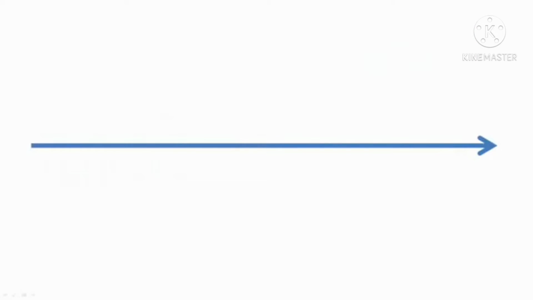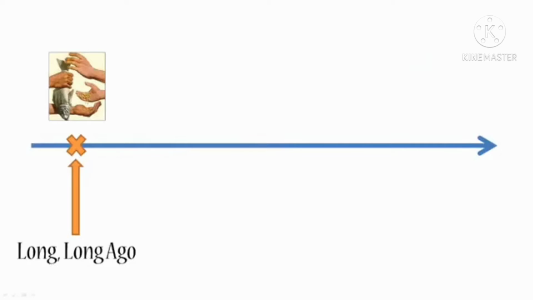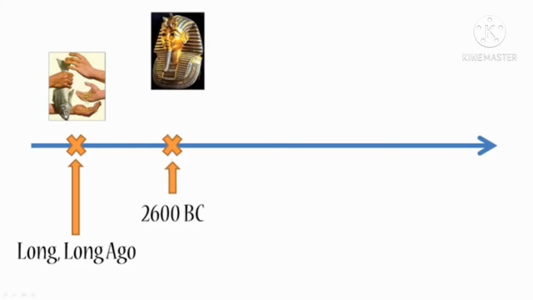So here's a timeline. A long time ago there was no money, no currencies, and people had to just exchange goods. And this was called barter. When some people would fish and other people would grow grains and crops, they would exchange some of their goods in order to have the best of both worlds. Next, around 2600 BC, Egyptians discovered gold. We're not really sure who discovered gold and when, but it's attributed to Egyptians around that time.